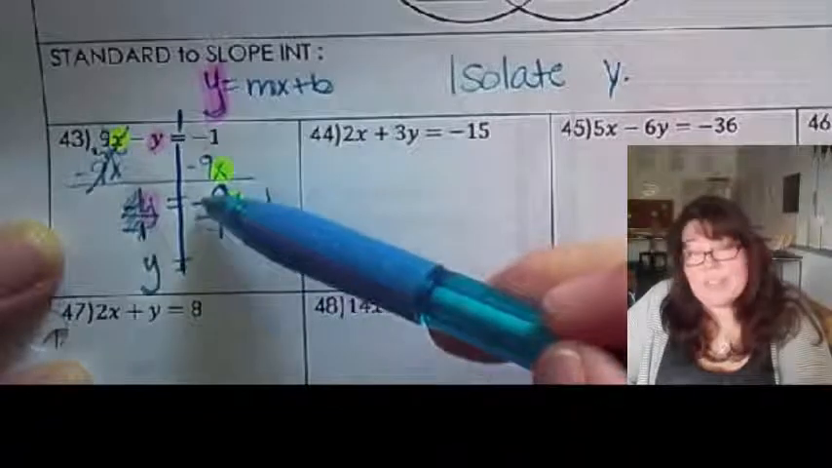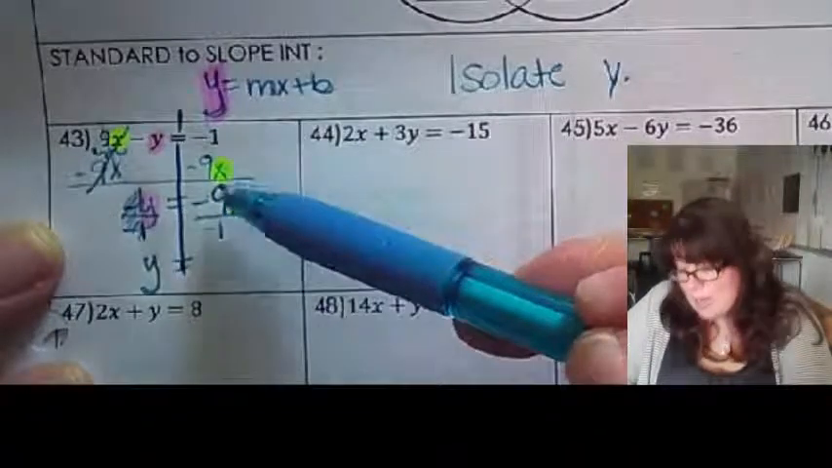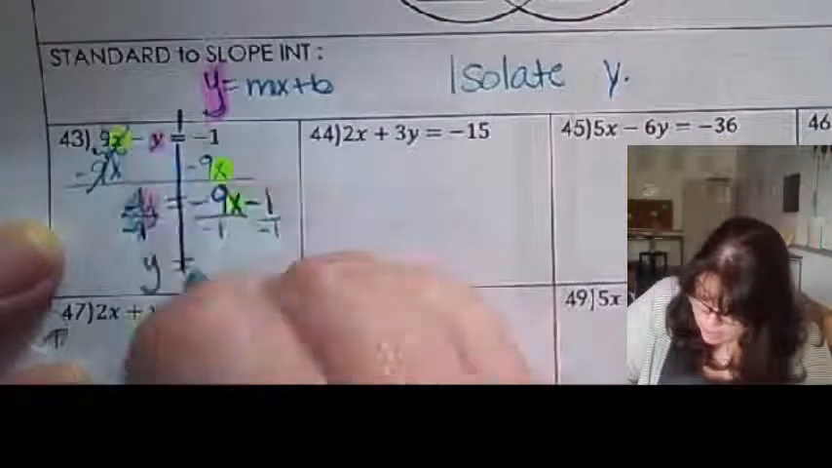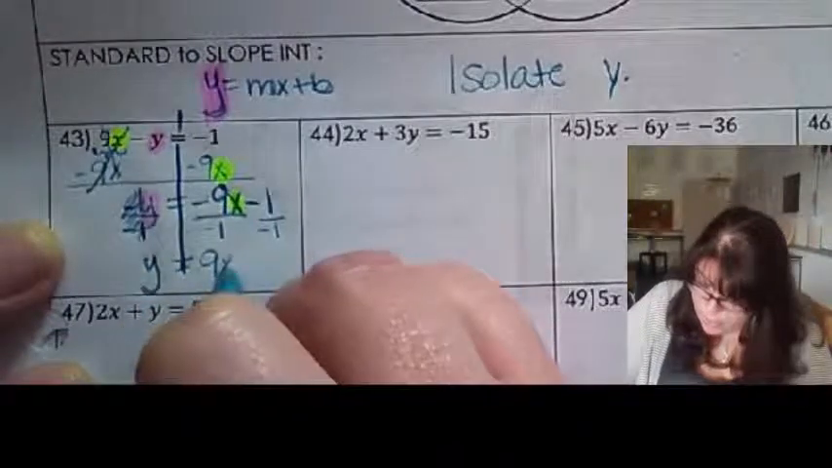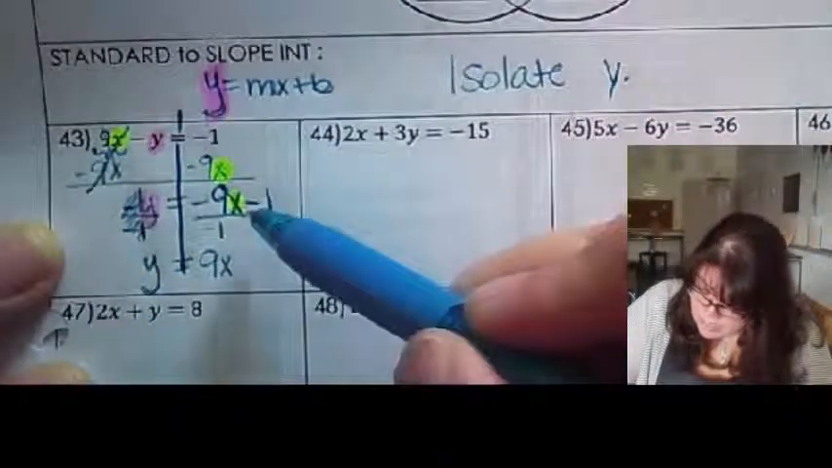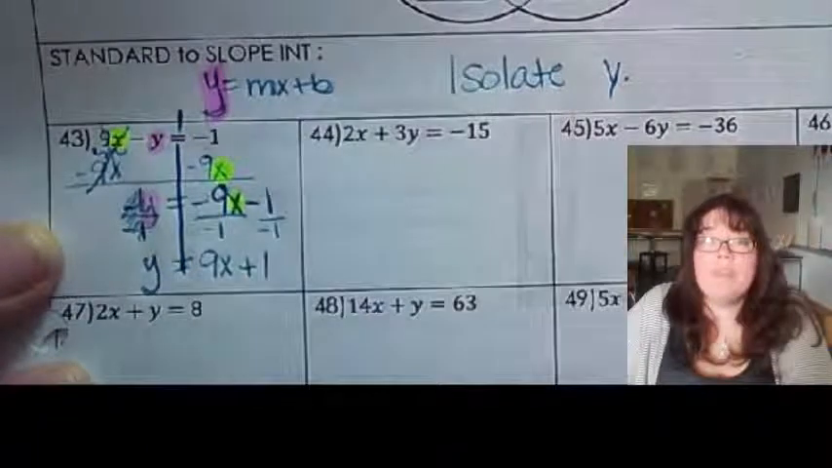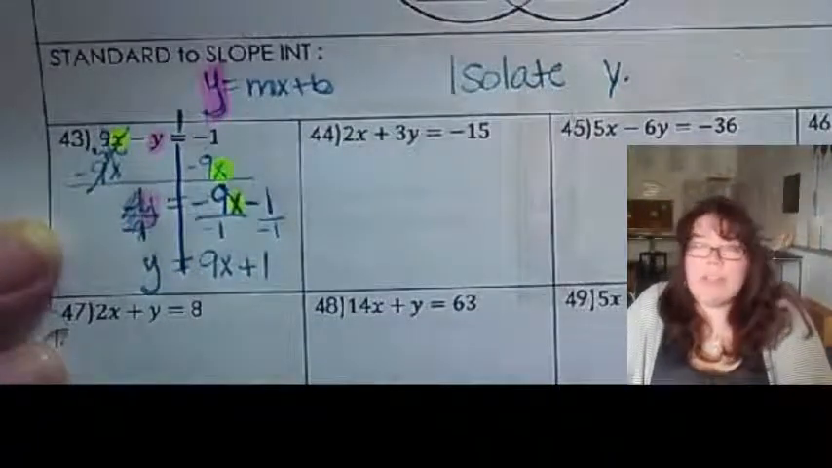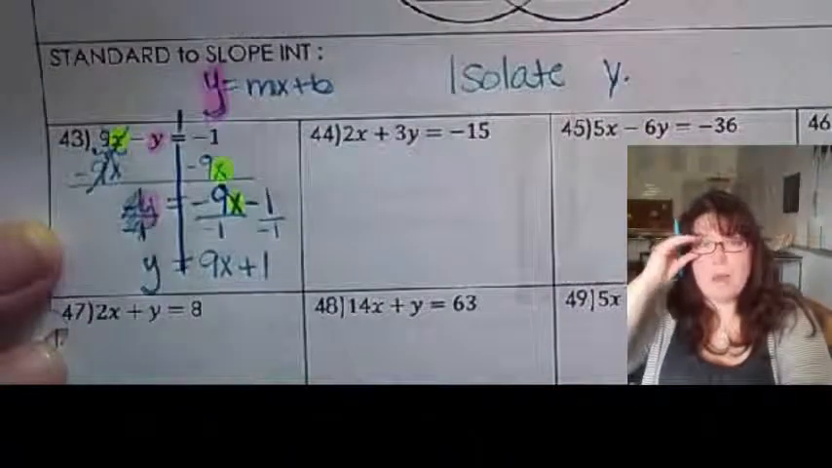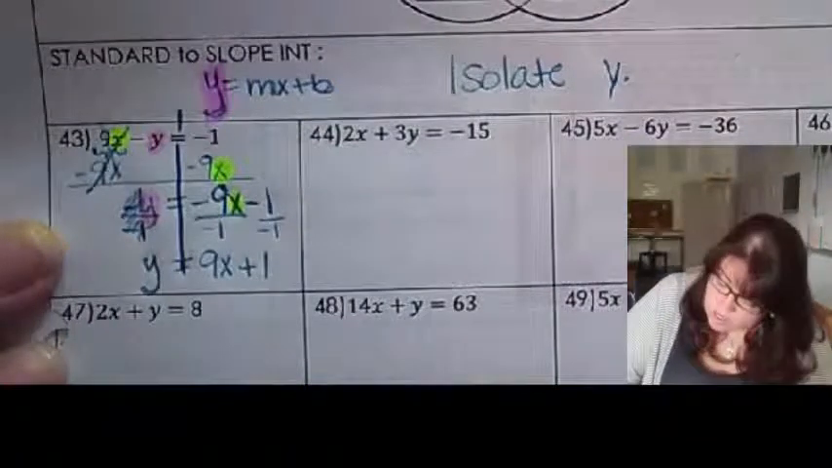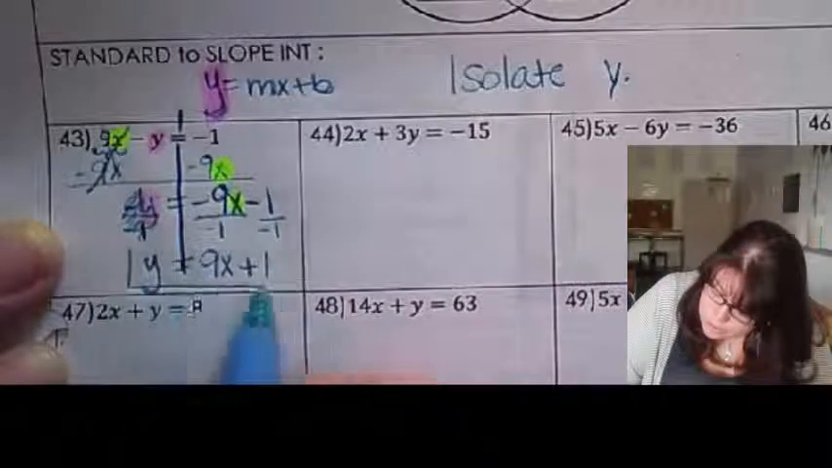Negative divided by negative is a positive, and 9 divided by 1 is just 9. And of course, my x comes with it. Negative divided by negative is a positive, and 1 divided by 1 is just 1. Dividing by that negative, the only thing it's going to do, if it's a negative 1, is change the sign. So just think through your signs and your division, and you should be good to go.